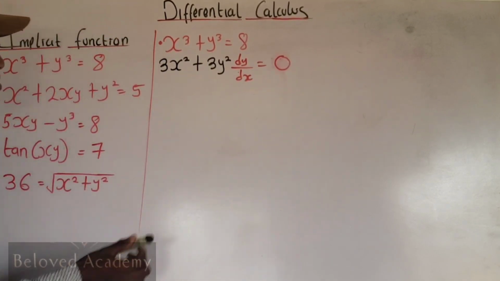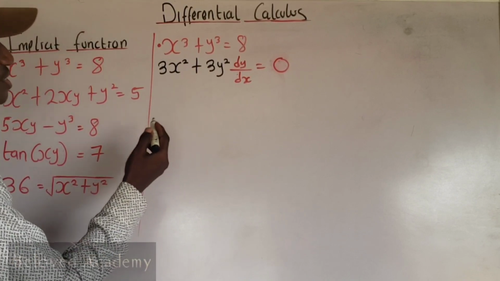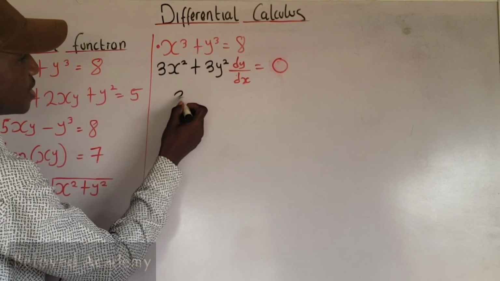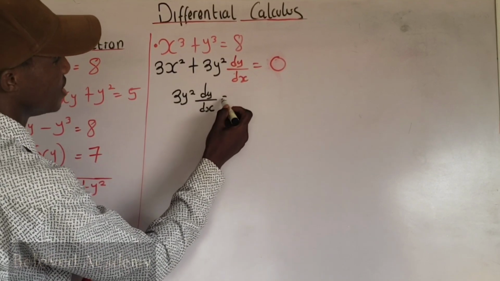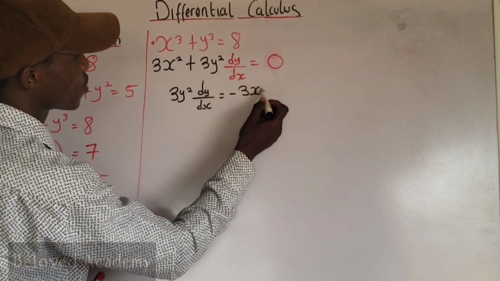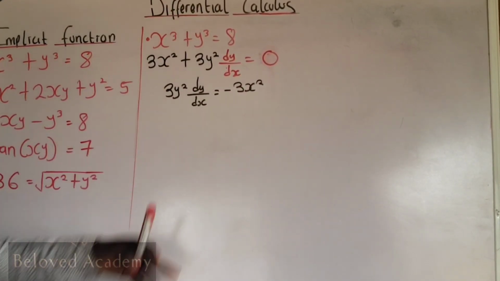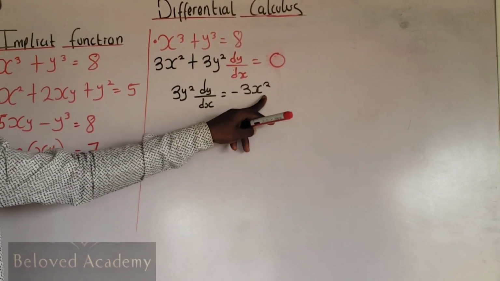Now, with respect to what we have here, you can easily take dy/dx. I'm going to take this 3x squared to the other side of the equation, so I'm going to have 3y raised to the power of 2 dy/dx equals negative 3x squared. How did I get negative 3x squared? When this 3x squared crosses the equals sign, the positive sign is going to change to negative. So I have negative 3x squared.